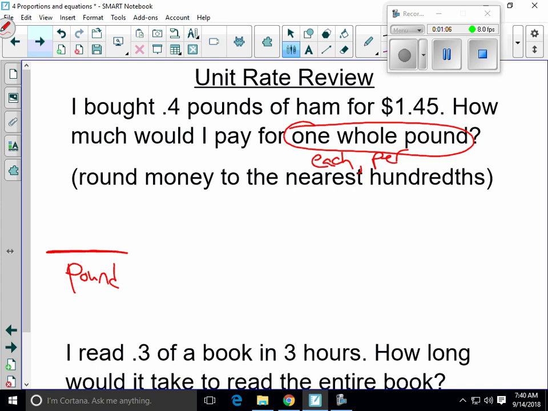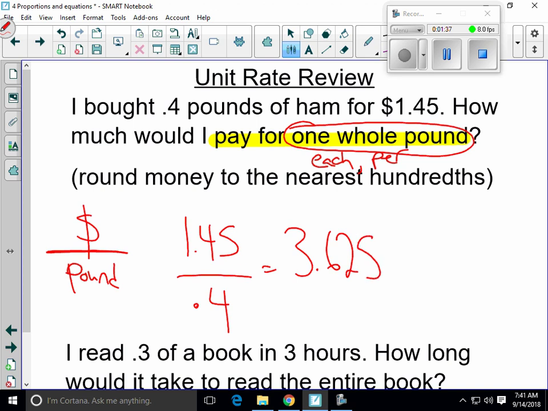Now the other unit, it's how much I pay per pound. So the other unit is money. Cash is king. I'm going to put that money in the top. So it's $1.45 for 0.4 pounds. So I'm just going to divide those. 1.45 divided by 0.4. I'm getting 3.625. Dollars, right? My top unit was dollars for 1 pound.